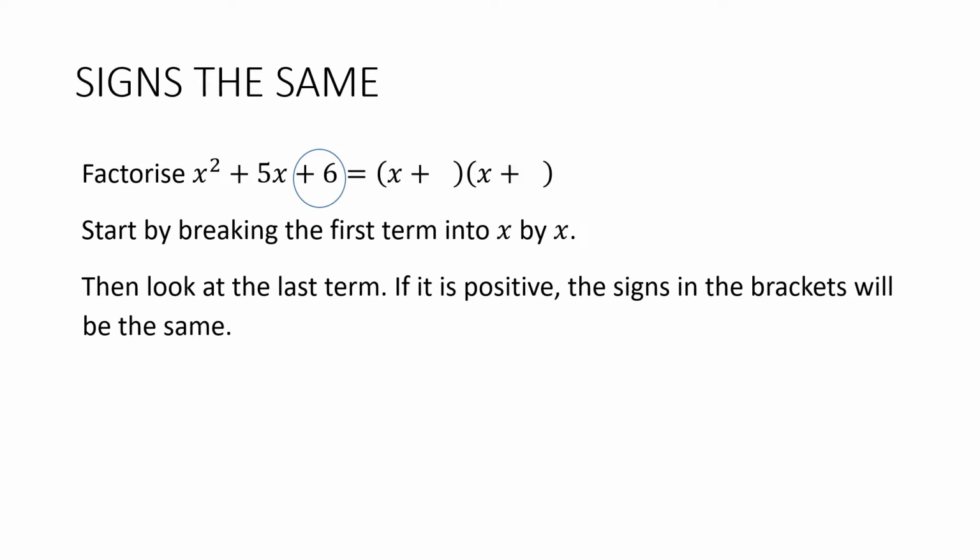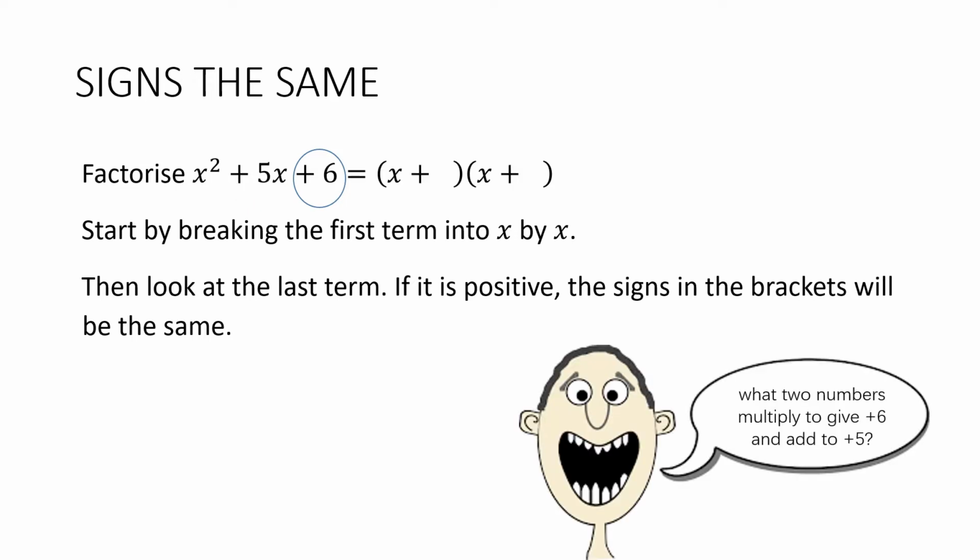And this is what we ask ourselves. What 2 numbers multiply to give positive 6 and then add to give positive 5? And they must be 2 and 3. And we put them in, they can go in either order, and that's our answer.